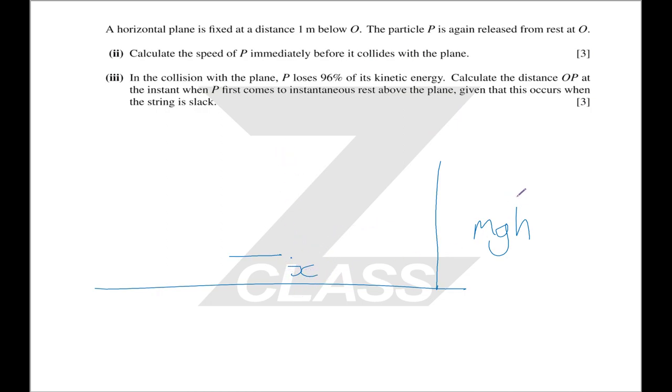So we have lost that much, we have gained this much energy, and therefore the difference, mgh minus a half x squared lambda over L, is going to be our kinetic energy. We know our kinetic energy, we do a half m v squared, we know m, we can get our velocity, we can get our speed. In the collision with the plane, P loses 96% of its kinetic energy. Well, we can work out 4%, we know how much it's got left. Calculate the distance OP.